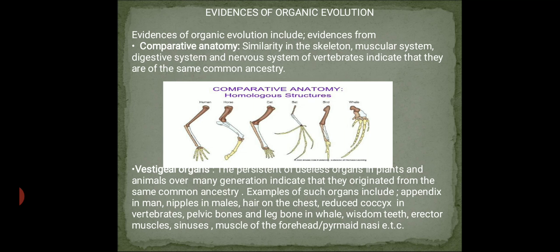Pelvic bone and leg bone in whale. Presence of wisdom teeth in vertebrates. Erector muscles, muscles of forehead or pyramidalis, nasalis, etc. These are the vestigial organs. The presence of these organs shows that we all evolved from the same common ancestor.